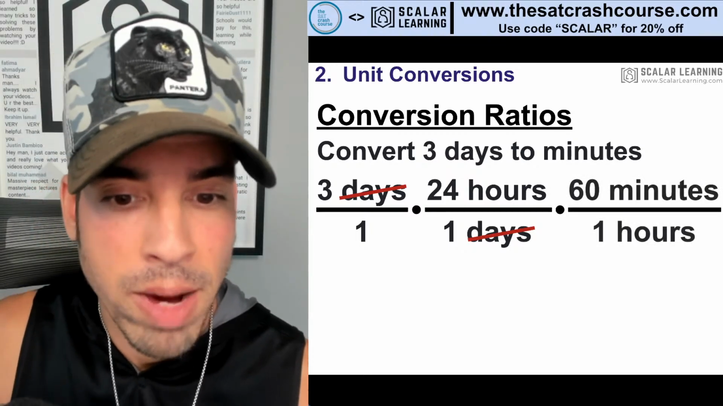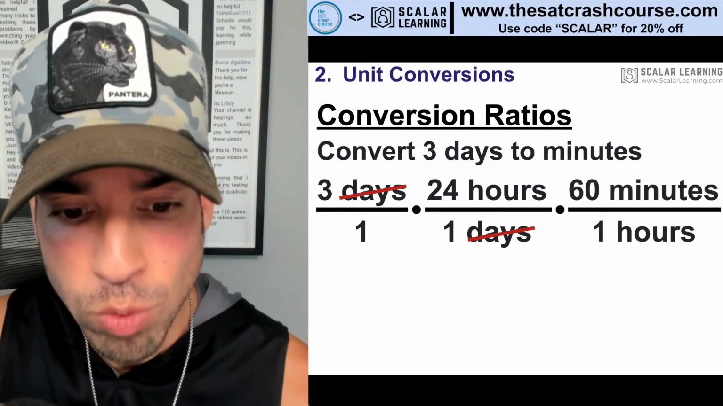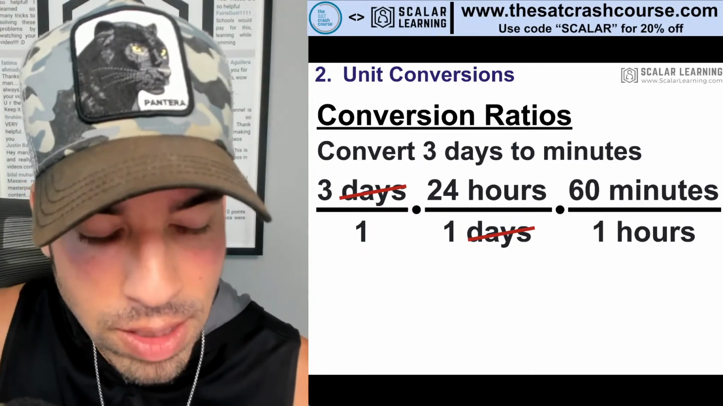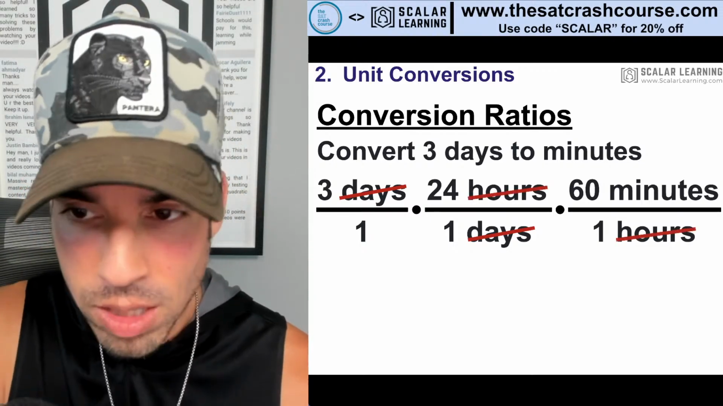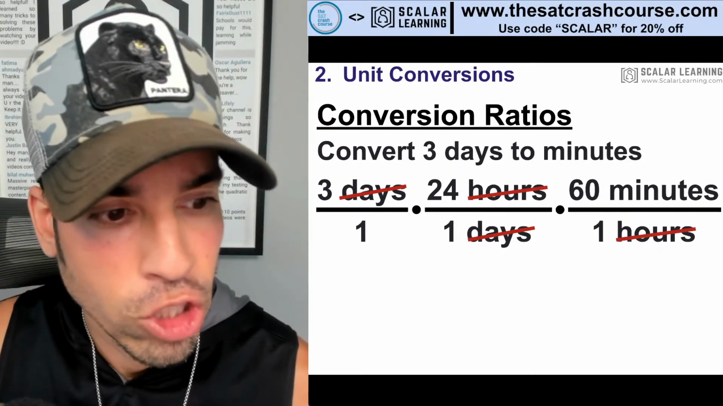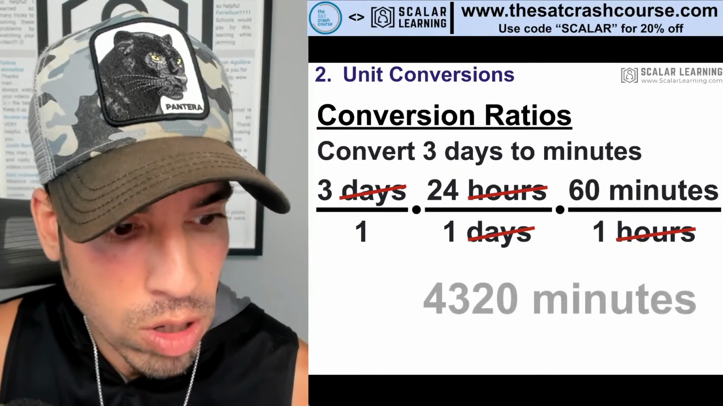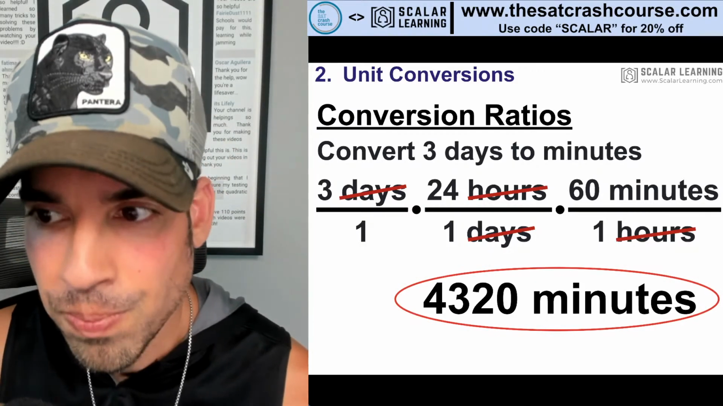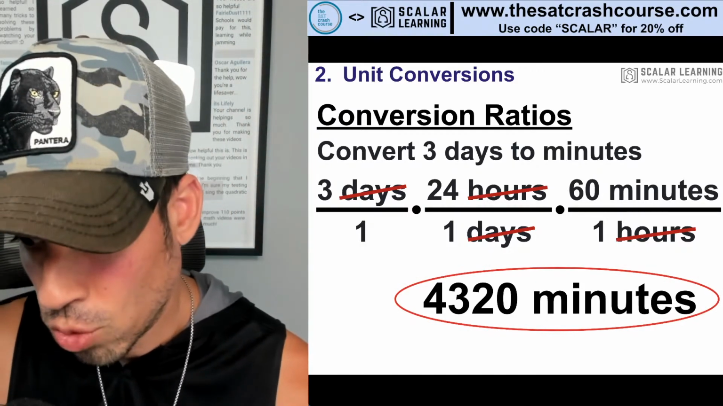Then we're going to go from hours to minutes. That's an easier conversion. We know that 1 hour has 60 minutes. And again, hours are going to cancel out because they're in opposite positions, one on the top, one on the bottom. Now we're left with just minutes. Now we just multiply across on the top, and we're left with our answer of 4,320 minutes.